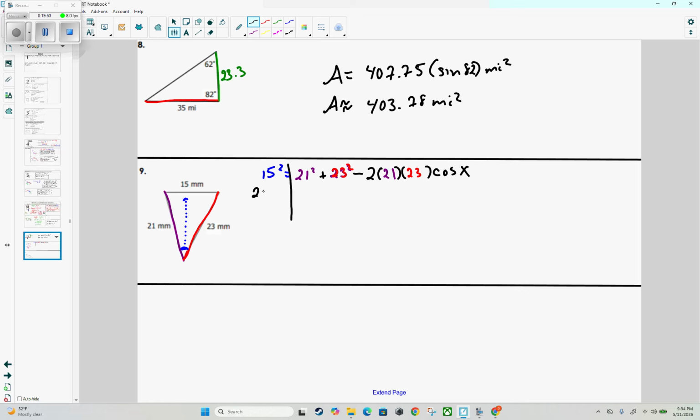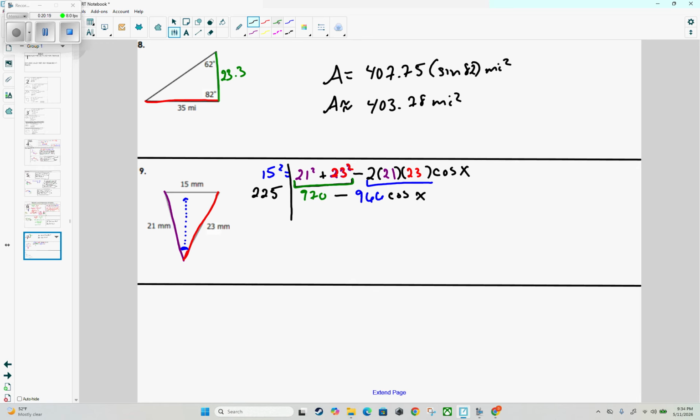So when I solve this, 15 squared is 225. And then I went ahead and did these parts together. So I did 21 squared plus 23 squared. That gives me 970. And then I did this part right here, the 2 times this. It gives me minus 966 cosine x. So I just tag them on at the end.